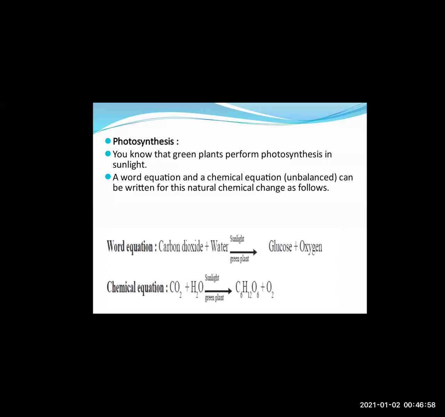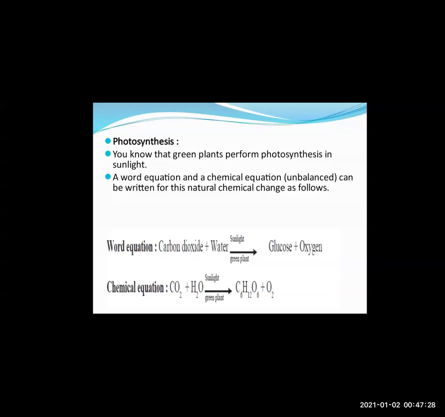And in green plants, you get glucose formation. What is the molecular formula for glucose? That is C6H12O6, and oxygen, that is O2. So these are the two reactions that take place naturally. One example was respiration, and the photosynthesis example is from the green plants.